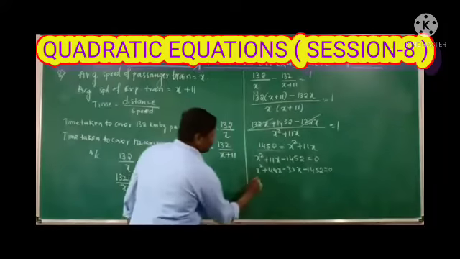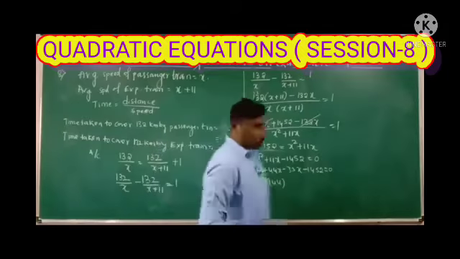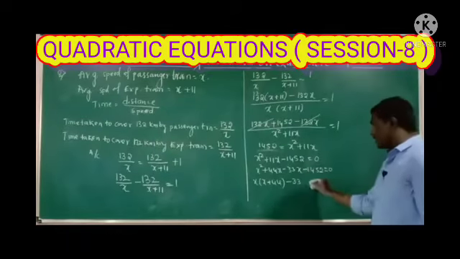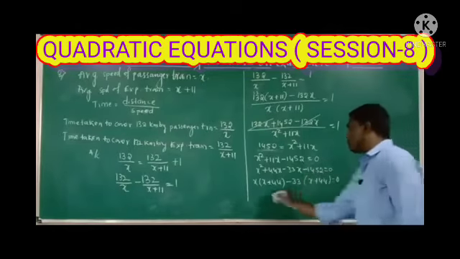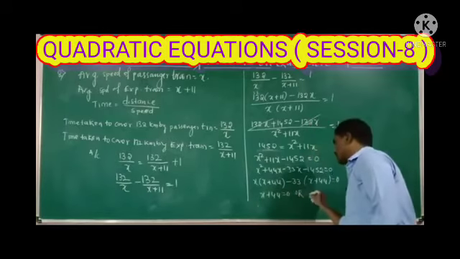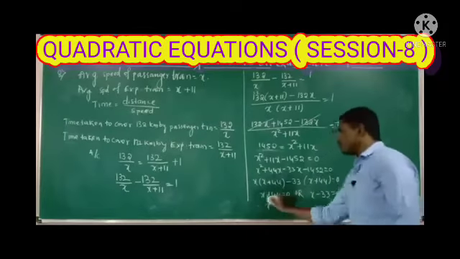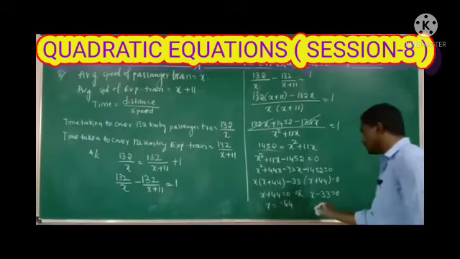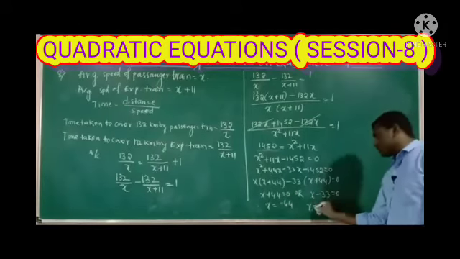In the first two terms, what do you have to take common? x, so x plus 44. In the last two terms, minus 33. So x plus 44 is common. Now x plus 44 is equal to 0, or x minus 33 is equal to 0. So x plus 44 is equal to 0 means x is equal to minus 44, and x minus 33 is equal to 0 means x is equal to 33.